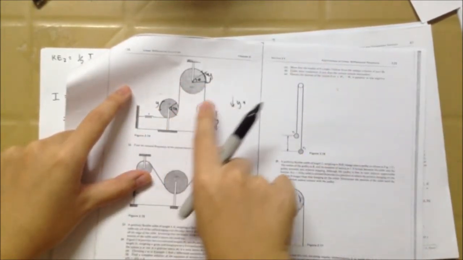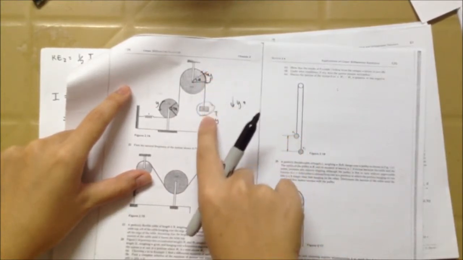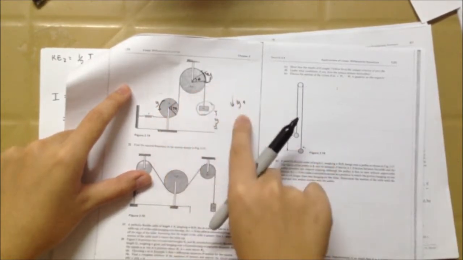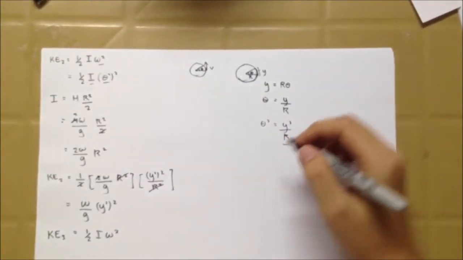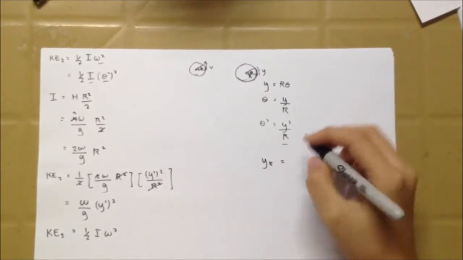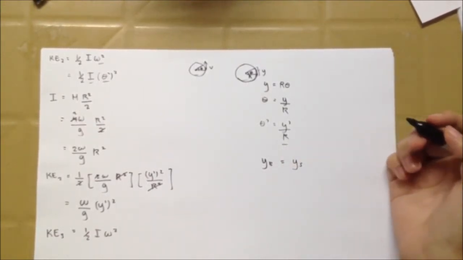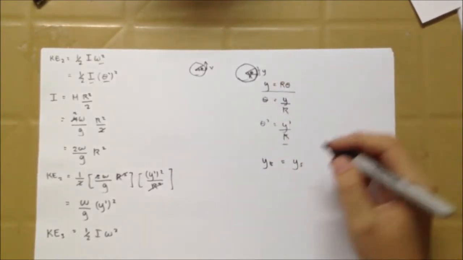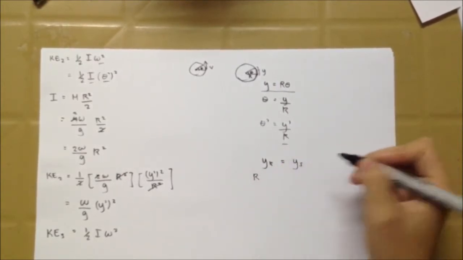So whatever length of rope is released here, y, must also be the same y that is released by this smaller pulley. Using that concept, the y, or the length of rope released by my bigger pulley, is equal to the length of rope released by my smaller pulley. Now, using the same relation, y is equal to r theta for my bigger pulley, with radius r and angle theta.